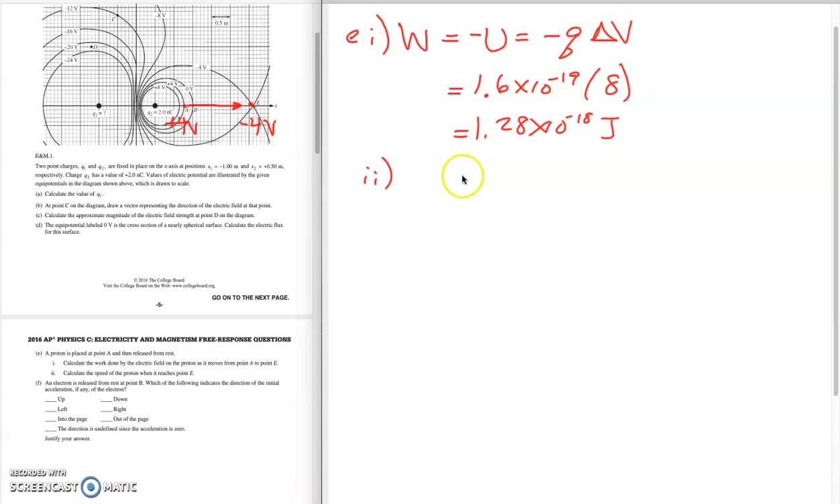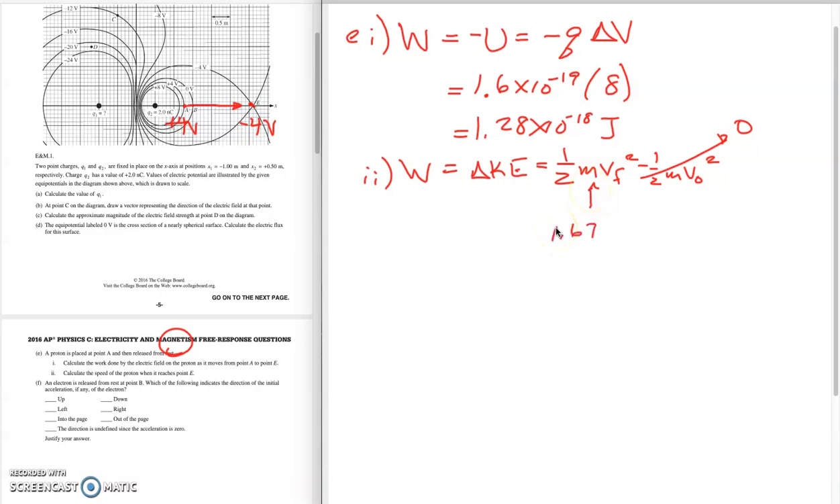A natural follow-up to that is, well, how fast is it going? Which is part 2. How fast is it going when it gets to point E? Well, work is also change in kinetic energy. We just found out what the work is. That's our answer to part 1. And change in kinetic energy is going to be 1/2 m v f squared minus 1/2 m v naught squared. We look back here and say, oh good, it was released from rest, so v naught squared is 0. Mass of a proton is another number that you can look up, or you might have it memorized: 1.67 times 10 to the minus 27th kilograms.